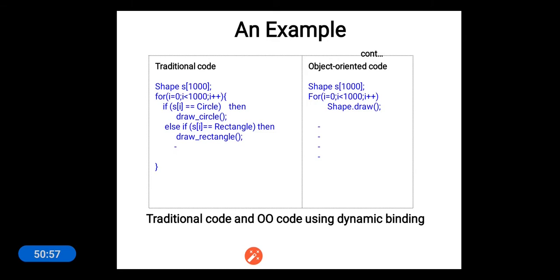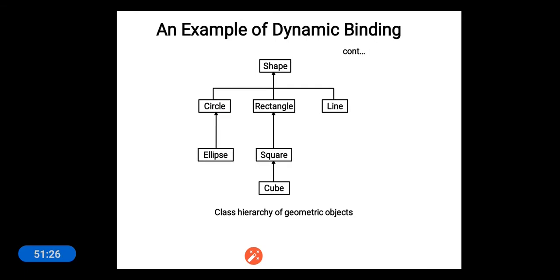In the traditional code, if you go for a procedural oriented approach, or if you are using static polymorphism, you can write the code in this manner. But in object oriented code, you can just write shape dot draw, which can be used to draw either a circle, rectangle, or line, depending on the parameters you had given.